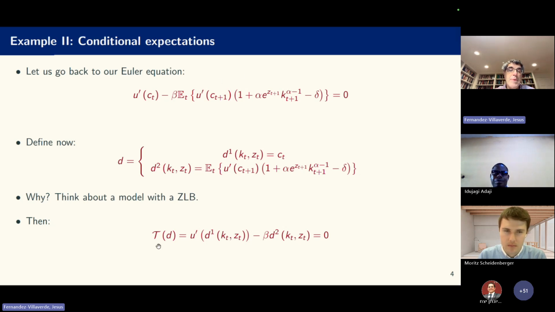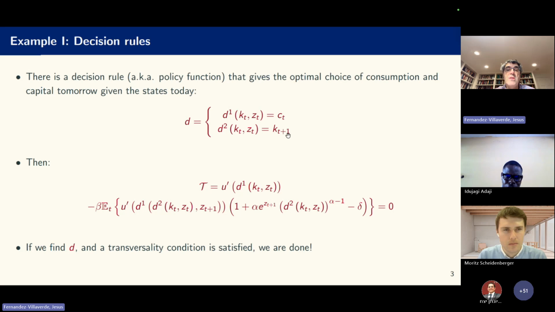And again, I'm going to be able to find an operator T, which is just the Marginal utility of D1, the first dimension consumption, minus beta D2, this conditional expectation. Why you may want to solve for a conditional expectation instead of solving for a decision rule?